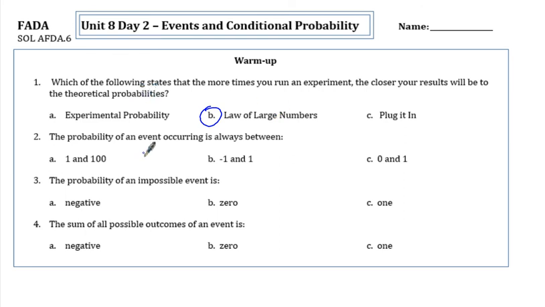Question 2, the probability of an event occurring is always between 0 and 1. 0 probability to 1 probability. 1 is absolutely positively will definitely happen. The probability of an impossible event is 0. And the sum of all possible outcomes of an event is 1. They all add up to 1. Okay? So hopefully that went fairly quickly. So let's go ahead and go to the new lesson for today.